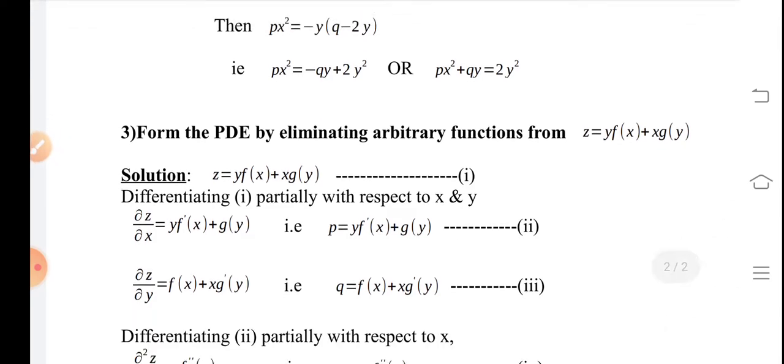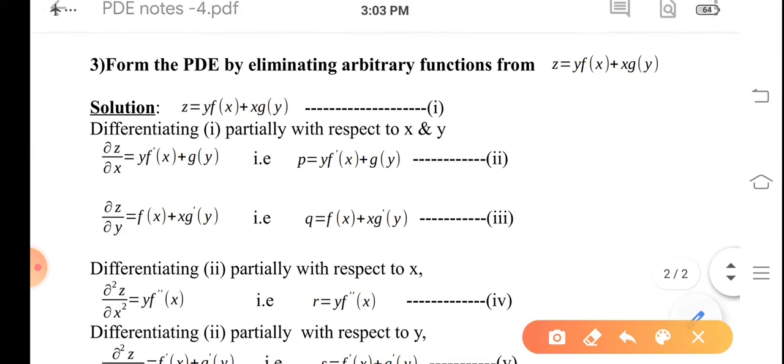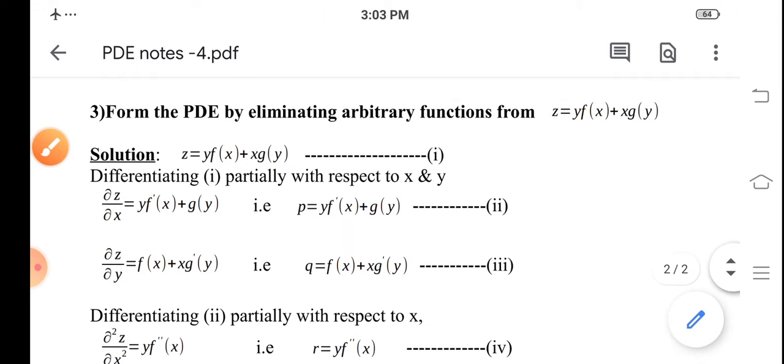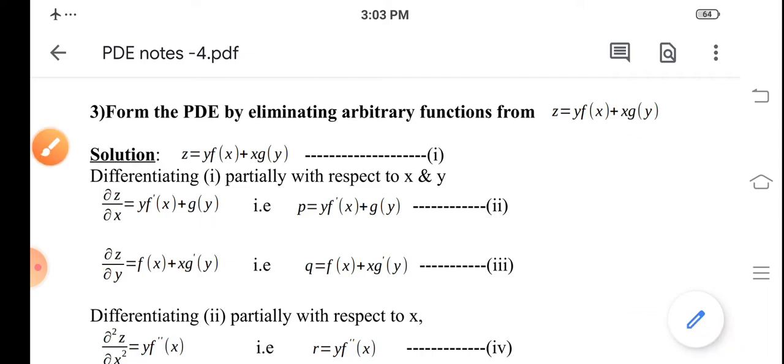Let us see the next question. That is question number 3. Form the partial differential equation by eliminating arbitrary function from z is equal to y into f of x plus x into g of y. Here f and g are arbitrary functions.